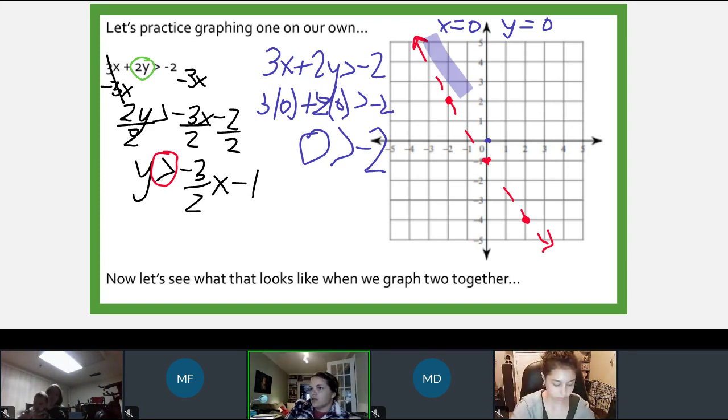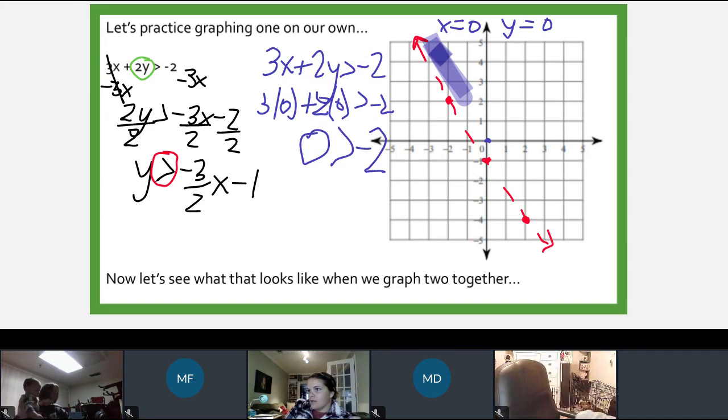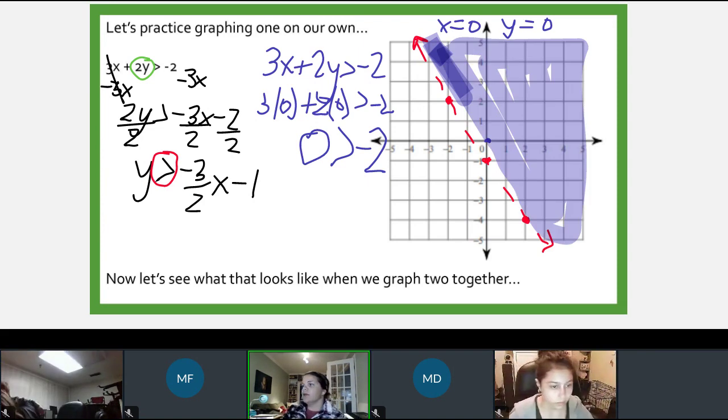Yes, it is. So that means I'm going to shade the side that contains the point 0, 0. So this would be shading above my line. So that's a quick review. Good job, Ben, on graphing one linear inequality.